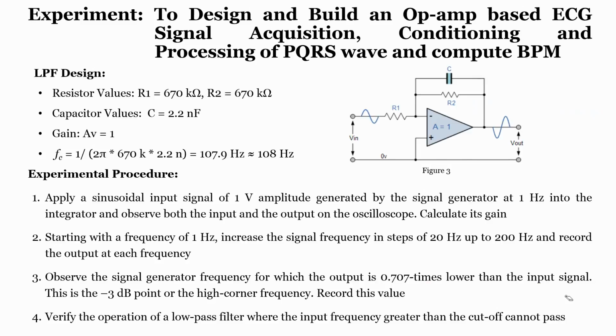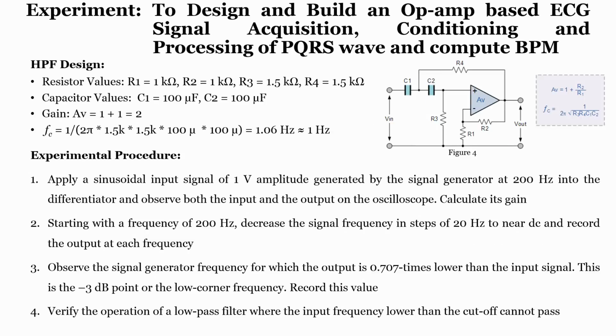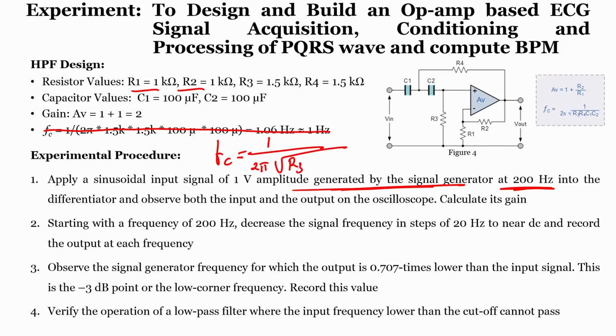Okay. Now, let us see how we can design a high pass filter. Here we have R1, R2 equal to 1 kilo ohm, R3 1.5, R4 1.5. Capacitor values C1 equals 100 microfarad, C2 equals 100 microfarad. If we do that, then Fc equals 1 by 2 pi under root of R3, R4, C1, C2.